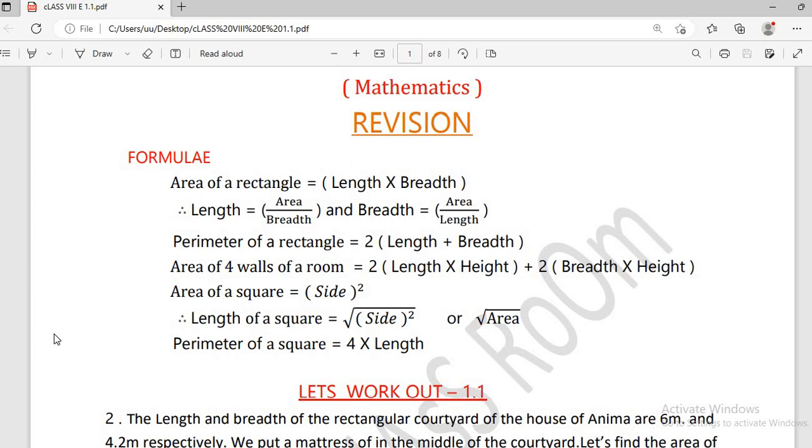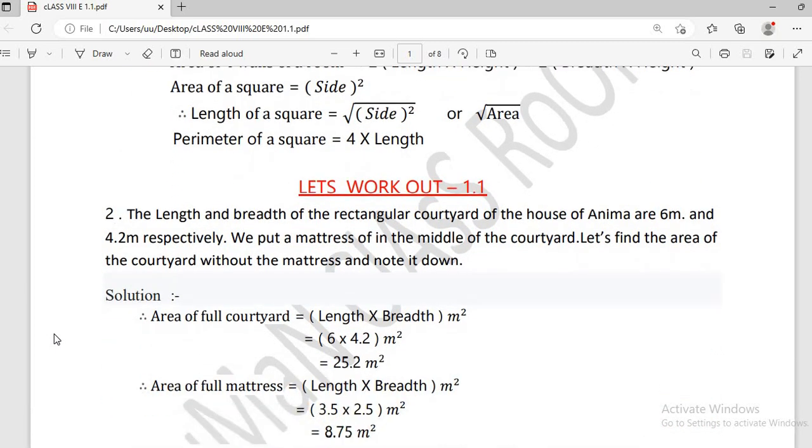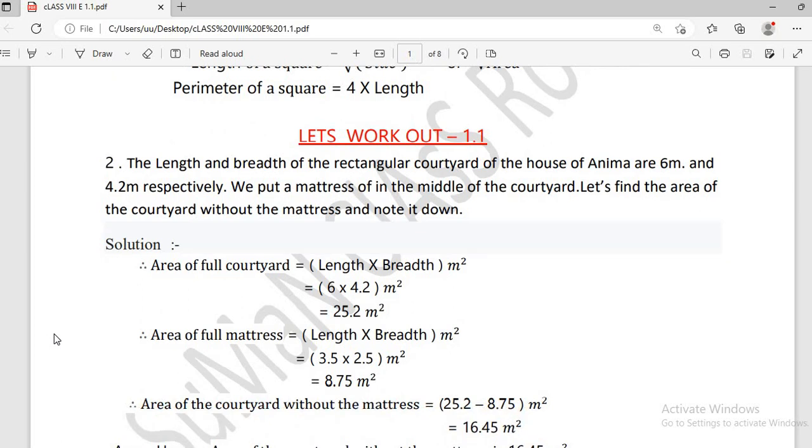Let's work out 1.1. So first, math question number 2. The length and breadth of the rectangular courtyard of the house of Anima are 6 meter and 4.2 meter respectively. We put a mattress in the middle of the courtyard. Let's find the area of the courtyard without the mattress and note it down.